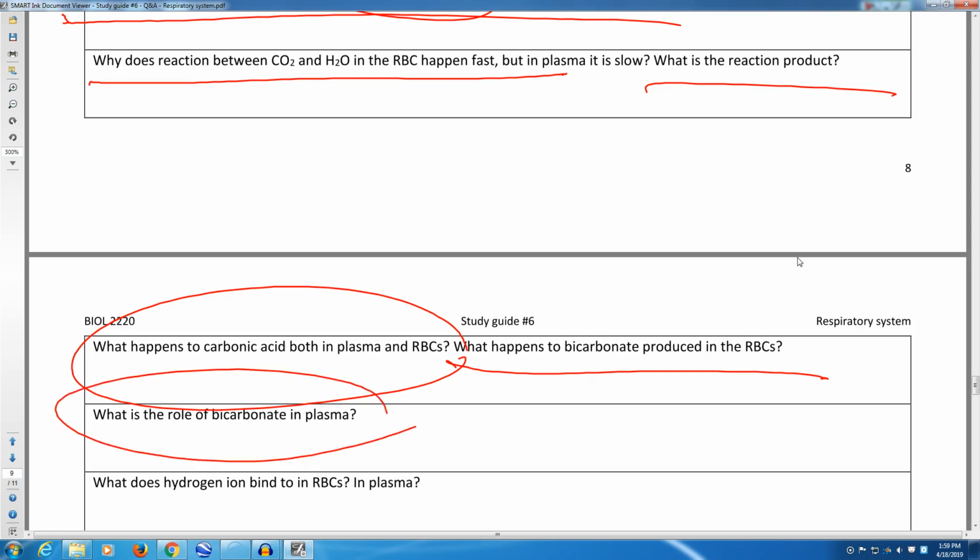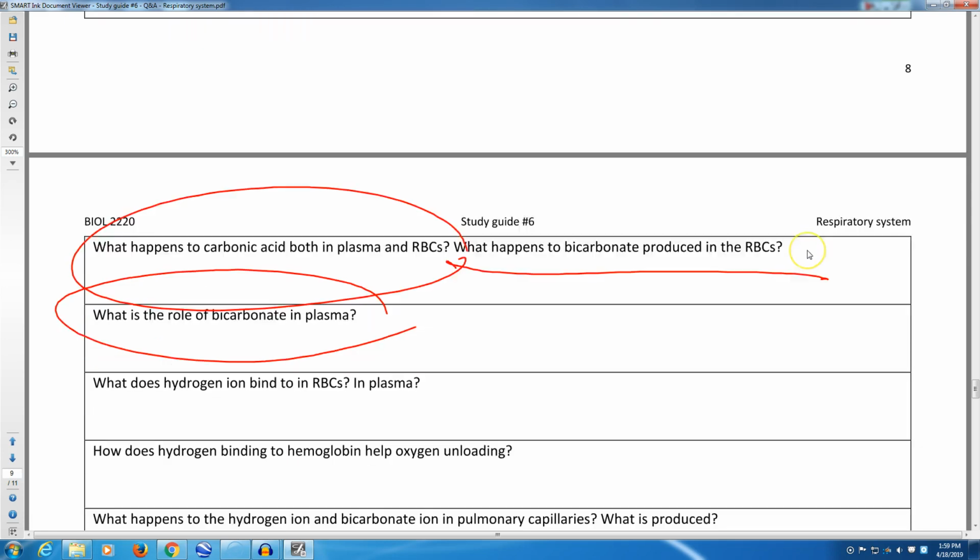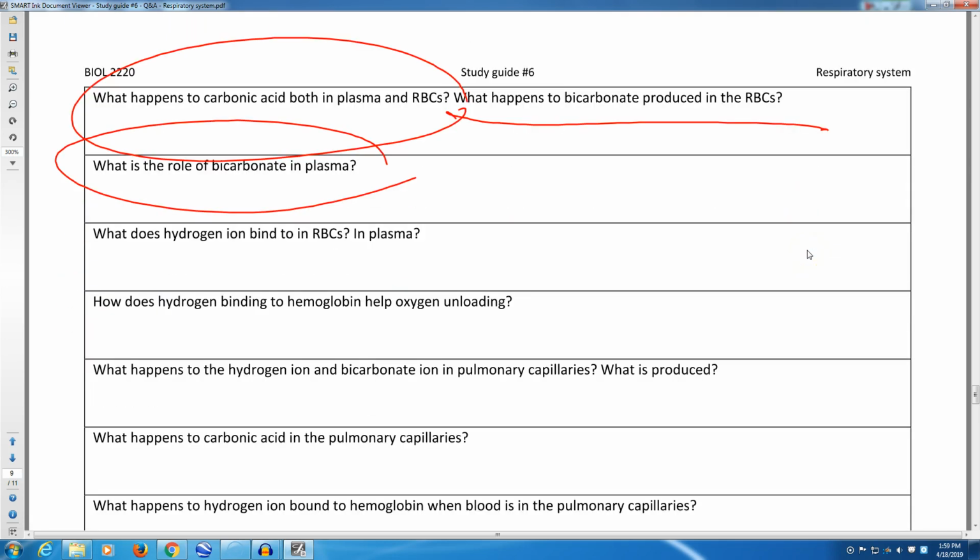What's the role of bicarbonate in plasma? Some kind of a system. Buffer system. Hydrogen ion in RBCs binds to which protein? In red blood cells. Hemoglobin, and in plasma it binds to albumin, the most abundant. Hydrogen binding to hemoglobin changes the shape of hemoglobin and increases oxygen unloading.